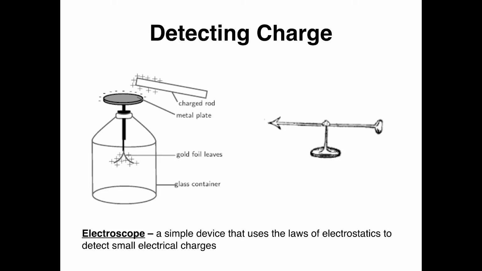An electroscope is a simple device that's used to detect small electrical charges, and you can see that if the rod is charged, based on what we showed a couple of slides ago, it will cause those leaves to separate. Electroscopes can be a simple arrow which will point in the direction of an electrical field.